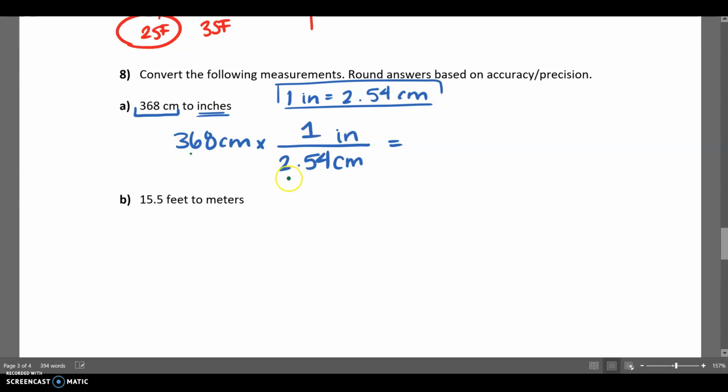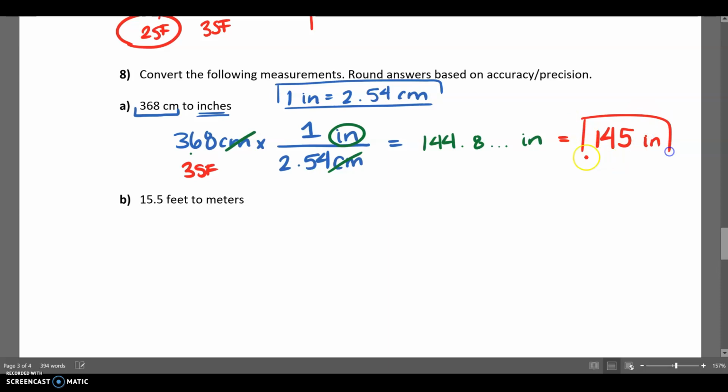From there, I can do the calculation. 368 times 1 divided by 2.54. On your calculator, you get 144.8, and so on. Centimeters have canceled, our units are inches. Our final consideration is rounding based on the significant figures in our measurement. We have 3 significant figures in our measurement, so we'll round to 3 significant figures in our answer. 368 centimeters is equal to 145 inches.